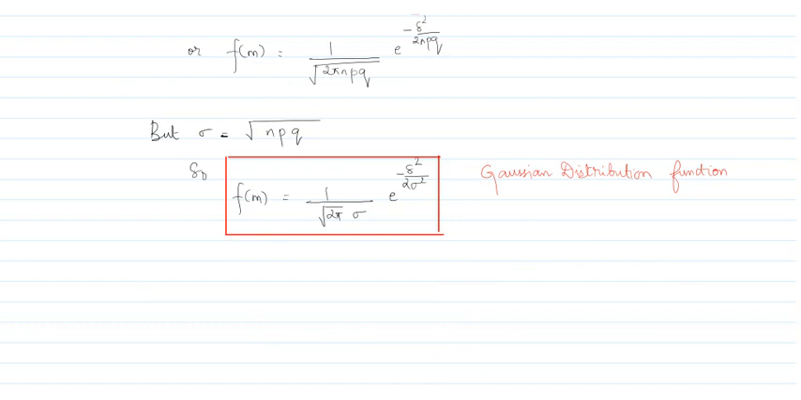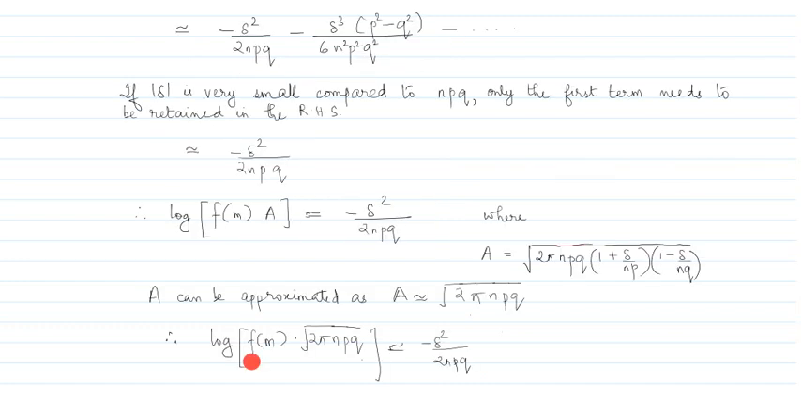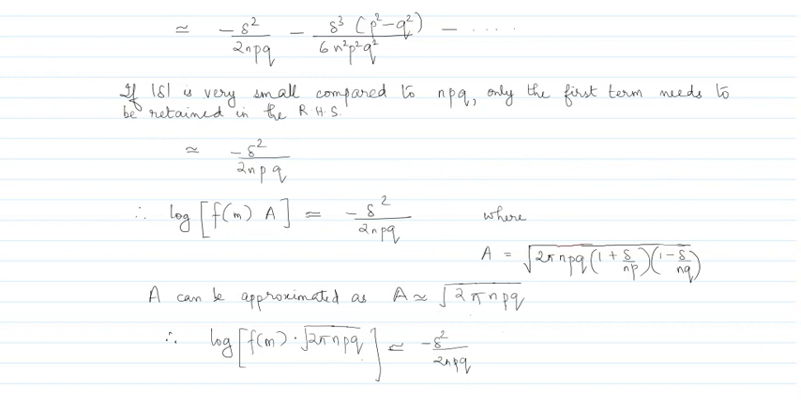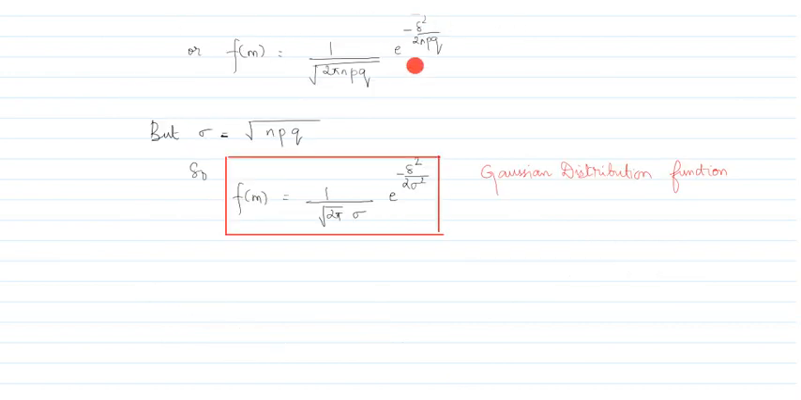Now, I have a logarithm here. Now, how do I remove this logarithm? I take the exponential. Very easy. Now, when I take the exponential, I have fm times root 2 pi npq, and that root 2 pi npq I bring it here on the RHS, so I have it in the denominator. Then on the right hand side I had minus delta square by 2 npq. When I take the exponential, that term will be like this.